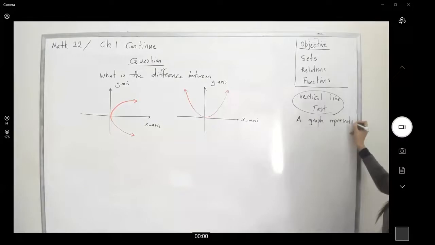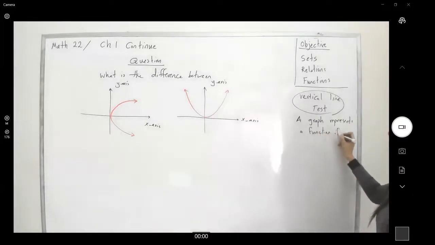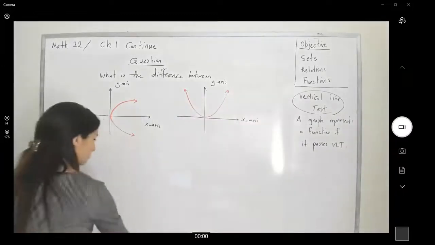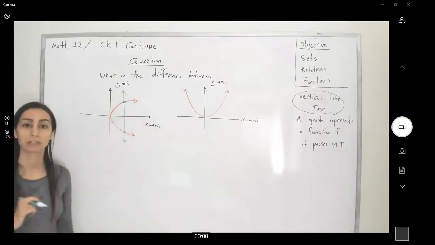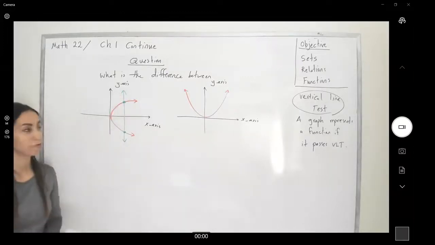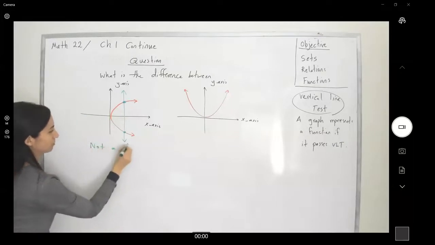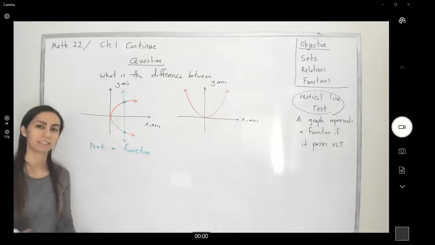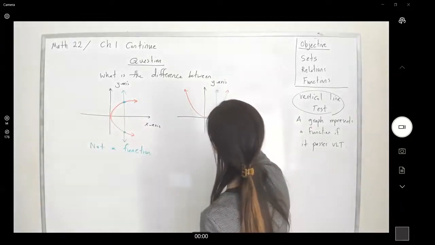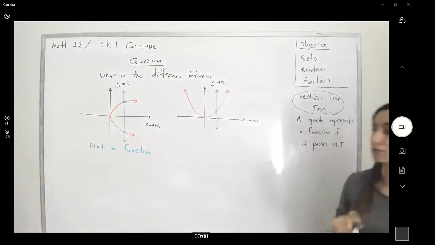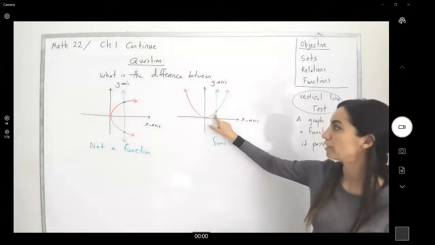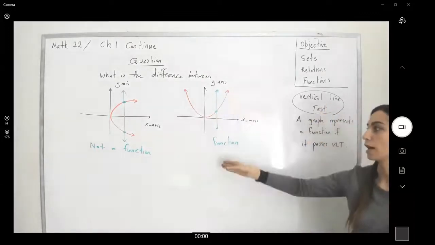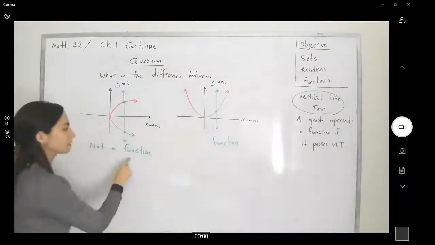A graph represents a function if it passes vertical line test, VLT. If you have any random vertical line, it has more than one intersection with this graph, and it's not going to be a function. Not a function. This guy passes vertical line test. Any random vertical line has at most one intersection with the graph of the function, so this is a function. It means that for each x value, we can find only one y value that they are in relation with each other. So this is not a function.